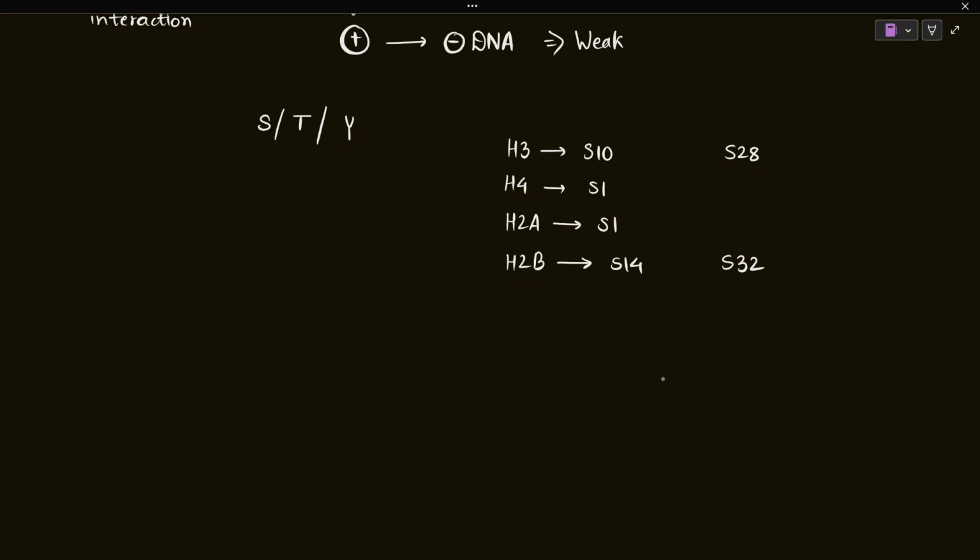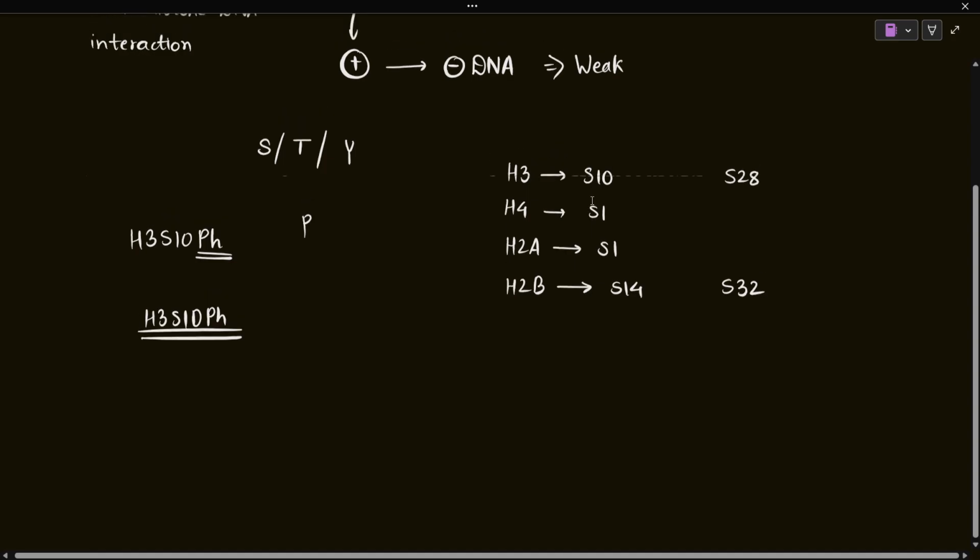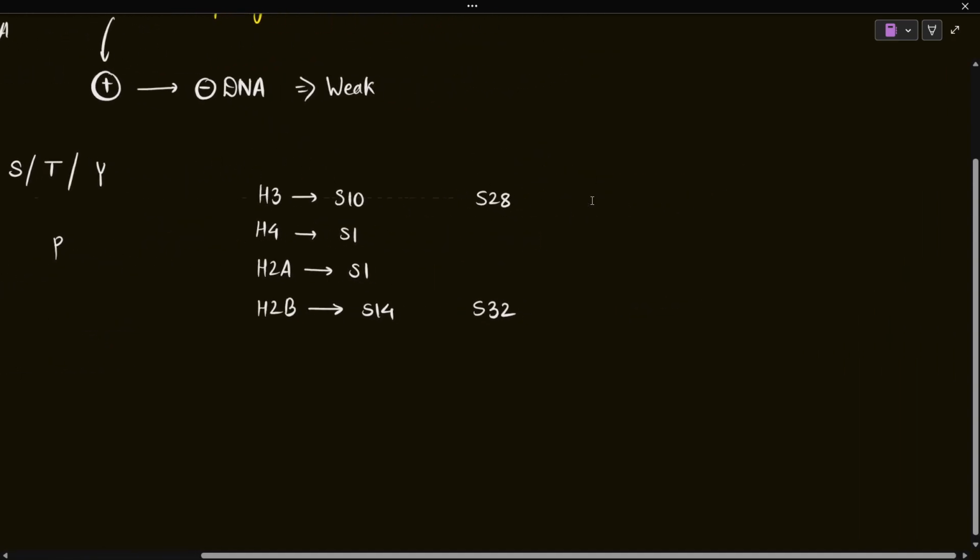So there are different enzymes which are going to add phosphate groups on the different serine or threonine residues. The most studied phosphorylation mark is H3S10ph. This is written in this way, ph, or sometimes it is also written as P. So H3S10ph is the most studied phosphorylation mark. Phosphorylation is very important because it is a genome-wide event.